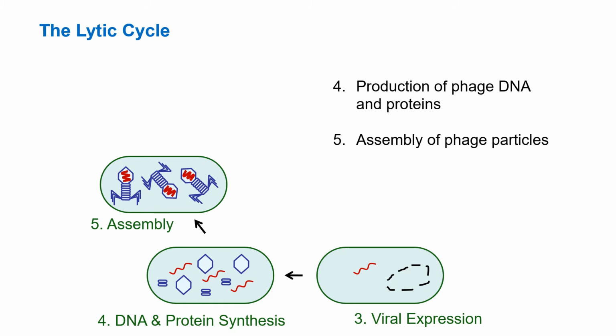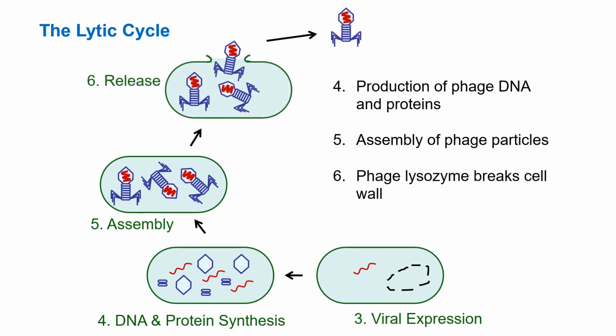Now another thing is happening. One of the genes that was transcribed and translated by the host cell was the gene for lysozyme. And that lysozyme is going to punch holes in the cell. And that will bring about the release of the active virion. So we can start off with just one virion injecting its genome into a cell, and we can have 200 or so virions leaving the cell and destroying and killing the cell in the process.